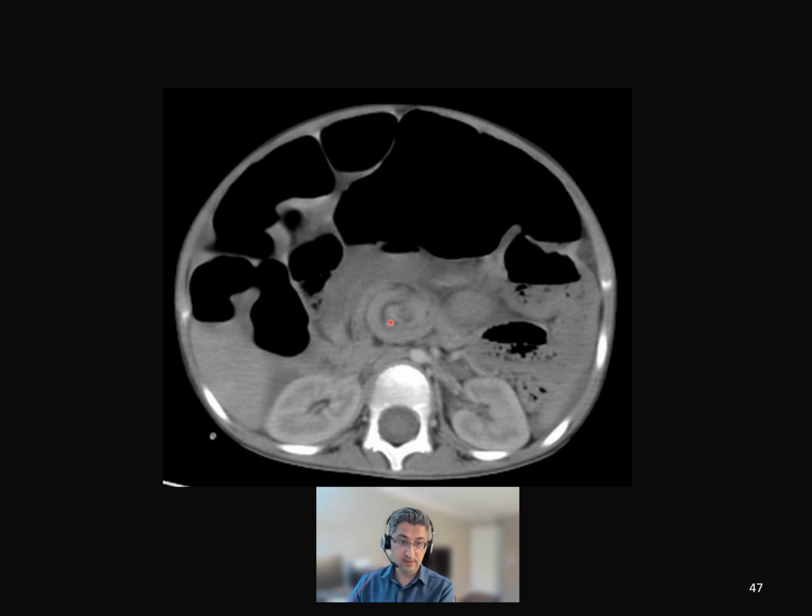We shouldn't be doing a CT study, but in some cases, they end up getting a CT, and this is in the midline. This is not malrotation. This is actually midgut volvulus. It's in the midline retroperitoneal, and you can see the twisted appearance.